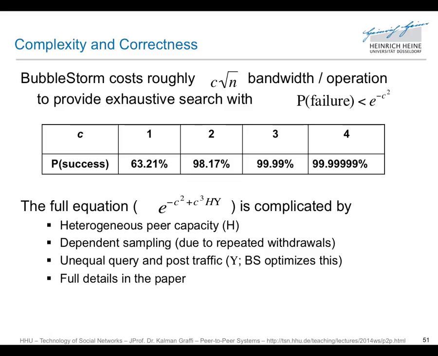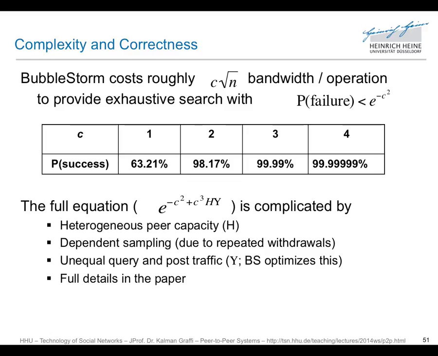so if we have c times square root of n and c is 1, then we have only a success probability of 63%. With 2, it's already 98%, and with 4 we have 99.99999% probability. It's more complicated if you look at it, because heterogeneity also comes into it, and also some loss and inequality in queries and announcing traffic. But roughly to know, it's O of square root of n, and with 3 or 4 as a factor before, we have a very good probability.